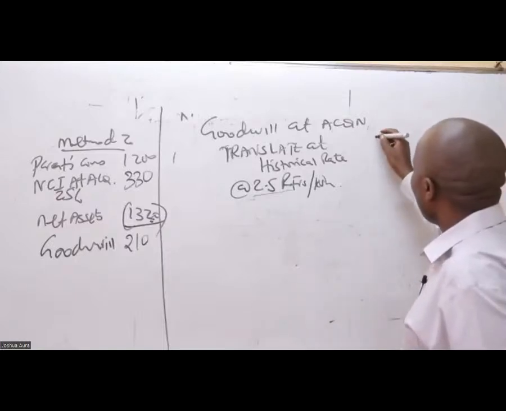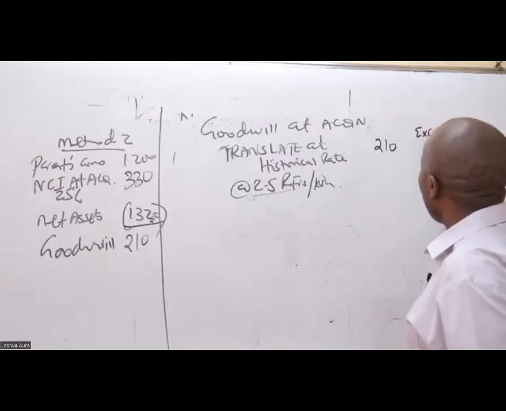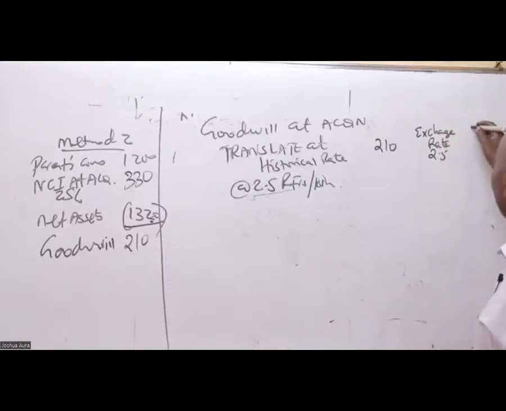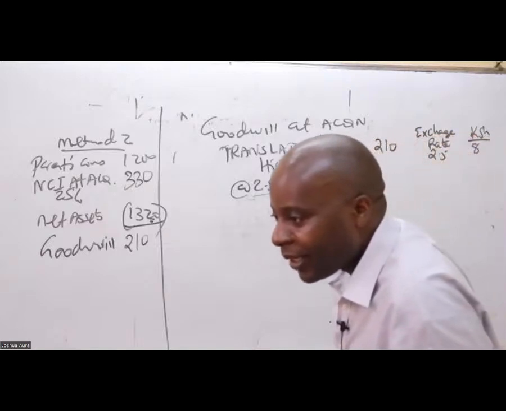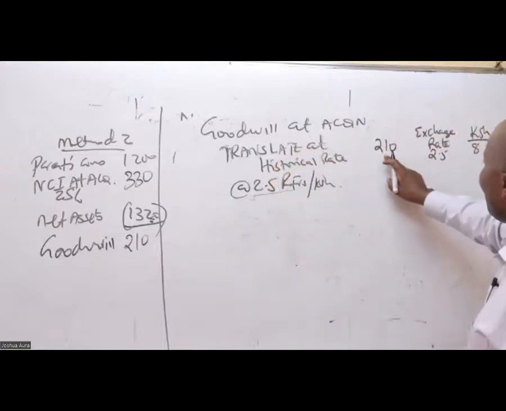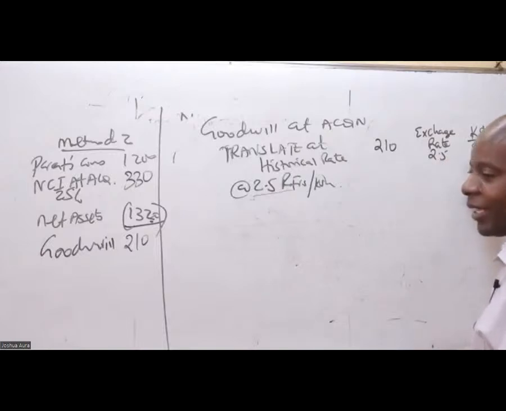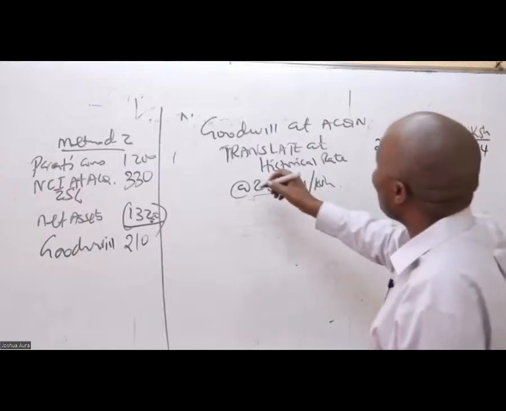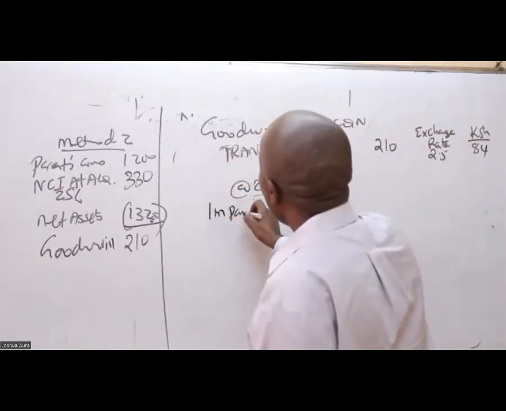So we have goodwill of 210. We have the exchange rate, which you said is 2.5, giving us in Kenya shillings 80-something. Yes, there is an impairment loss. First remind me, you said 210 divided by 2.5 comes to how much? 84. Thank you very much. Then here you say there is an impairment loss.